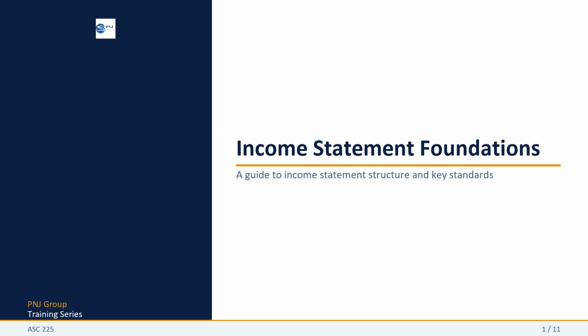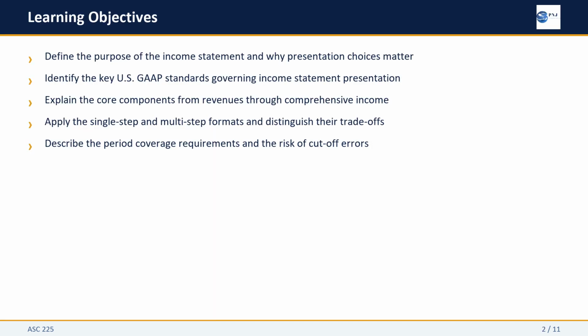This section lays the foundation, the key standards, the core components, and the presentation choices that shape how financial performance is communicated to the world. By the end of this section, you will be able to define why income statement structure matters, identify the governing standards, explain every component from revenues through comprehensive income, apply both presentation formats, and describe cutoff requirements. These are the building blocks every engagement depends on.